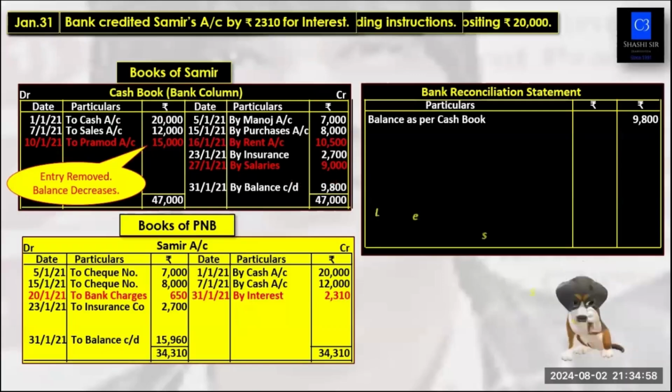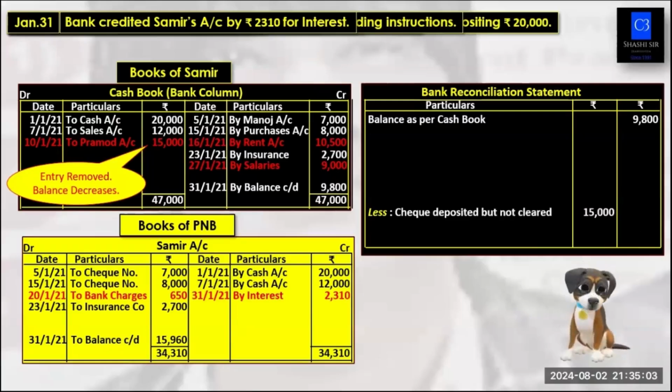So here we go. Less check deposited. We will write the reason also. Why this 15,000 is being deducted in the bank reconciliation statement. Check deposited but not cleared. The check was received from Mr. Pramod. We recorded it on the debit side. But this check has not been cleared and bank has not credited. So the reason is that check deposited but not cleared.